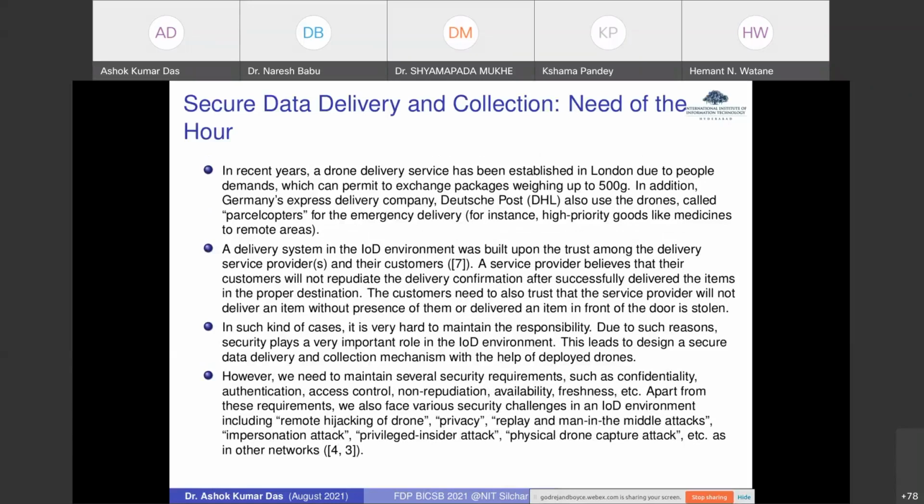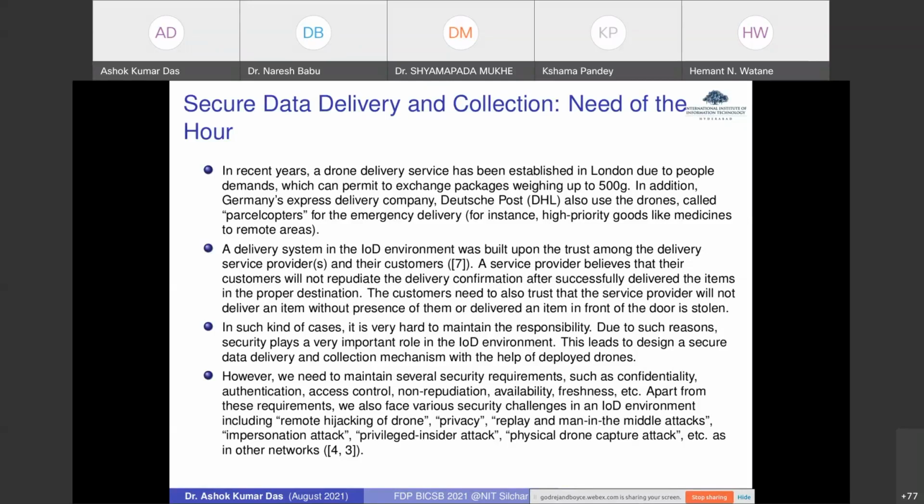Now this is due to the fact that a drone delivery service is not new now. It has been used, for example, in London for the exchange of packages weighing up to, say, 500 grams. In addition, you know that there is a German company, DHL. They also use drones for emergency delivery of high priority goods, like medicines, to remote areas.